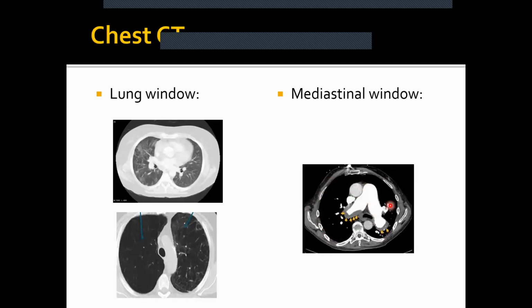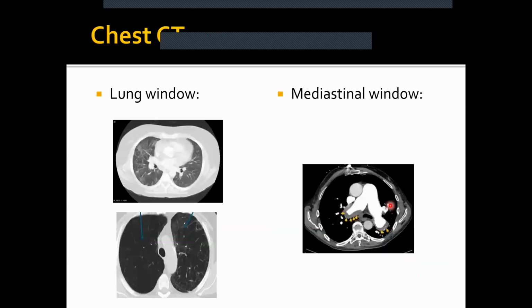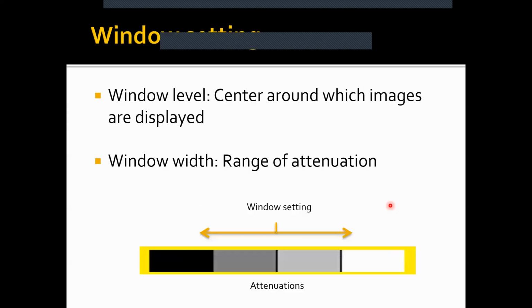All right, and so that is the window level. So for the lungs, the window level is going to be centered around the attenuation of the lung tissue, whereas for the mediastinal window, it's going to be for the structures in the mediastinum. The window width tells you what's the range that we're going to be looking at.